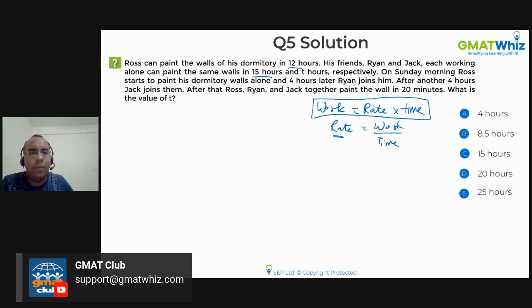So if I'm solving this in the exam, what I'll do is I'll first of all write down, okay, Ross can paint the wall of his dormitory in 12 hours. So I'll write this down. Okay, Ross, he can do the work in 12 hours. His friends Ryan and Jack, each working alone, that's important, can paint the same wall in 15 hours and T hours. So I'll very quickly jot that down in the paper so that I don't have to go back again to all this information.